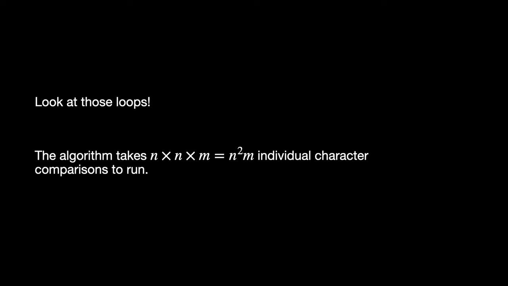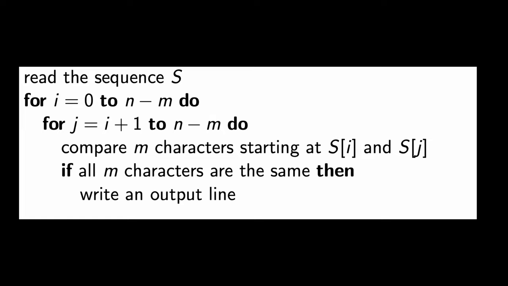Okay, so we have N by N by M. That gives us N squared M individual character comparisons, assuming that we're ignoring some of how the computer works. We're ignoring the N minus M, etc. And we're just doing those character comparisons.